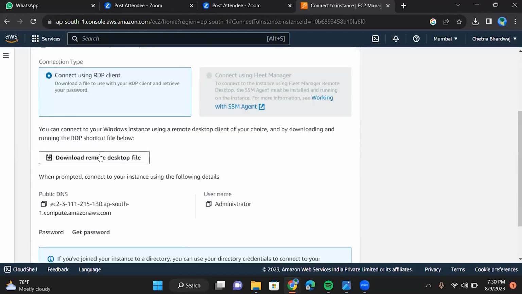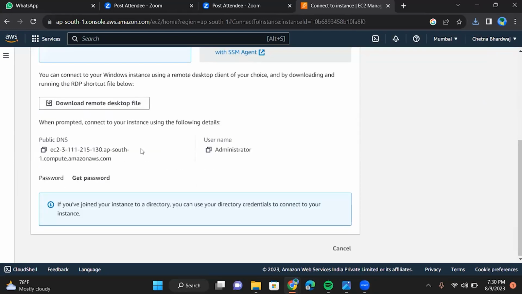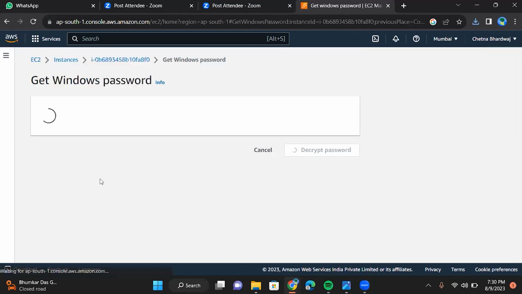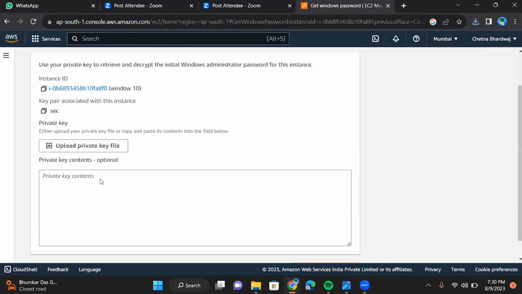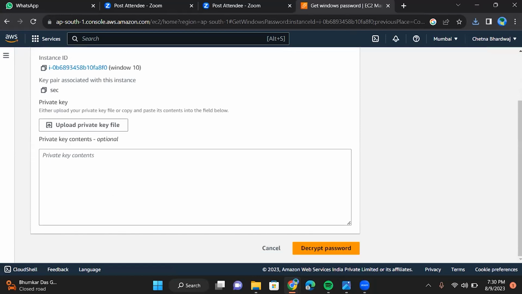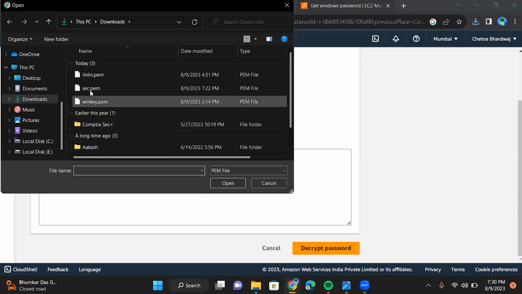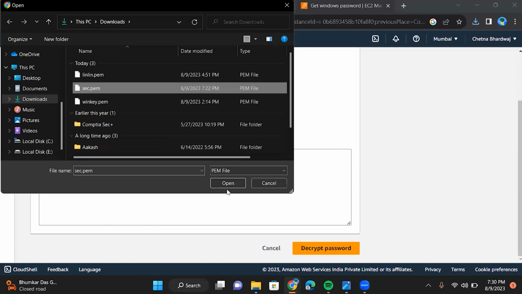RDP. So let's download the RDP file, and after downloading the RDP file, we have to put the password. So let's get the password also. Over here you can see the get password option. The instance ID is here, key pair associated with this instance. So we have generated this security key. Now we have to get the password. So first let's upload the private key we have generated. This one is for this particular Windows instance.